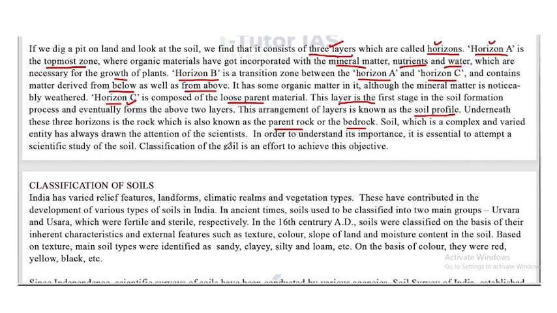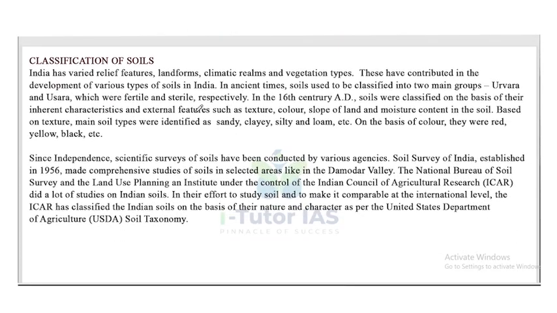Now, classification of soil. India has varied relief features, landmass, climatic regimes, and vegetation types. These have contributed to the development of various types of soil in India. In ancient times, soils used to be classified into two main groups, that is Urvara and Usara, which were fertile and sterile respectively. So Urvara is fertile and Usara is sterile.